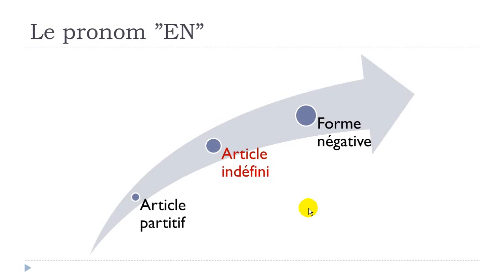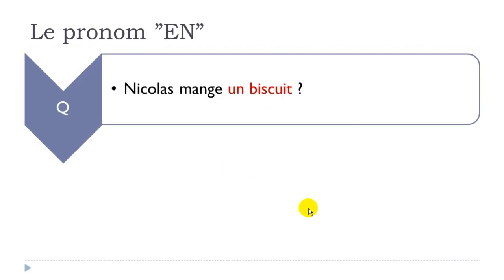Second structure, if you want to use the pronom en instead of an article indéfini. So let's see how it goes. In that case, you've got a question. Nicolas mange un biscuit. So it's quite interesting because the difference between what we had previously with the partitif, some, when you use this partitive form, you don't really give any information regarding the quantity. In that case, you use un, so that's clear, it's only one. Nicolas mange un biscuit.